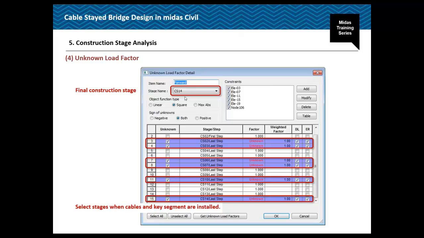So in the unknown load factor, specify the final construction stage here and make a similar constraint condition, and then select the stages where cables or the key segments are newly installed.